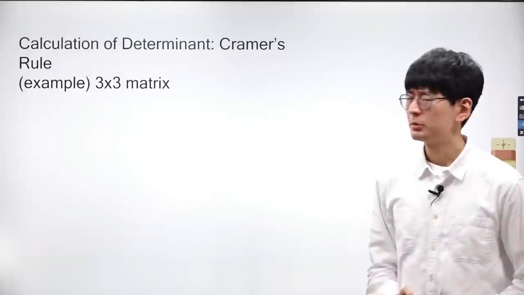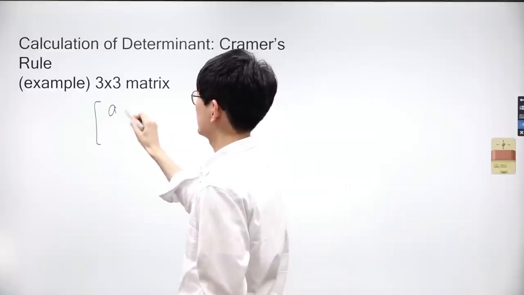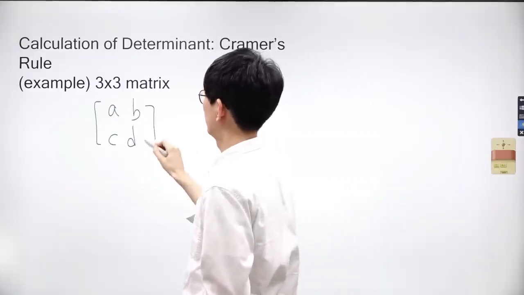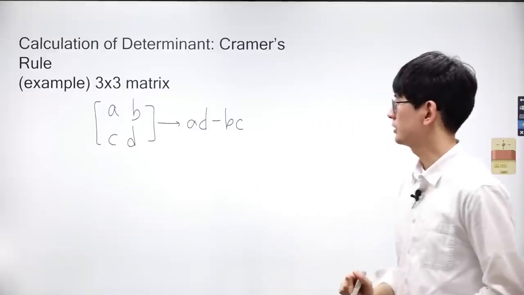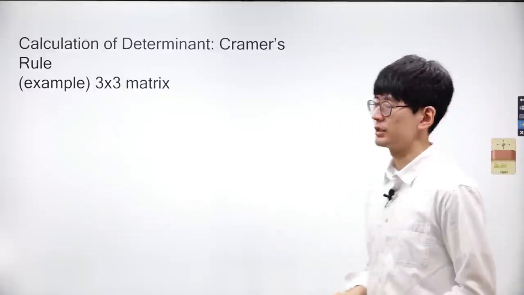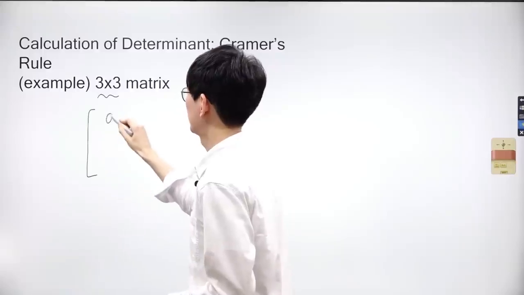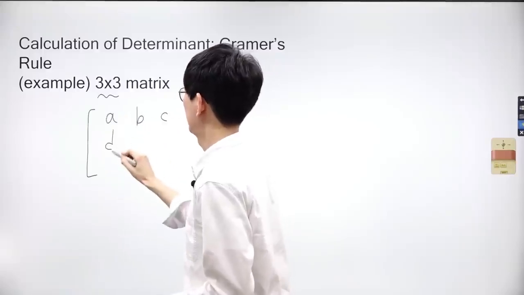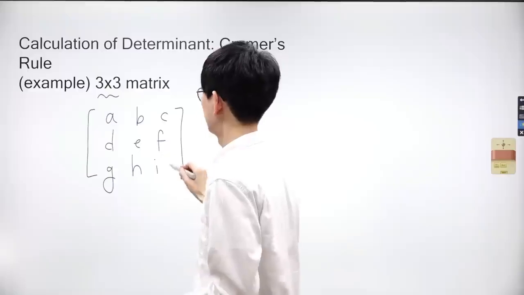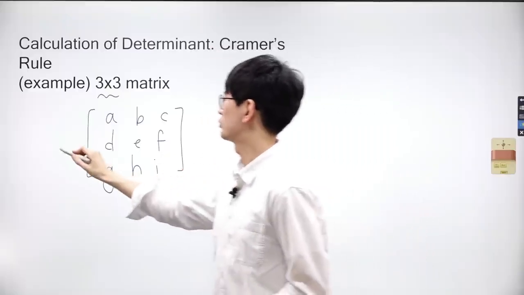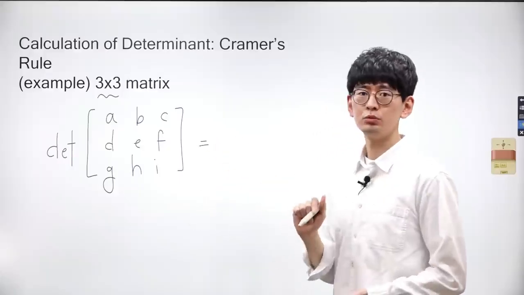Let's practice calculating the determinant of a matrix with an example. As previously explained, the determinant of a 2x2 matrix can be calculated using the formula AD minus BC. For a 3x3 matrix, we often use a method known as Cramer's rule, which you might have seen in linear algebra textbooks. Cramer's rule is sometimes referenced in AI research papers as well. So you might be interested in learning how to calculate the determinant of a 3x3 matrix.